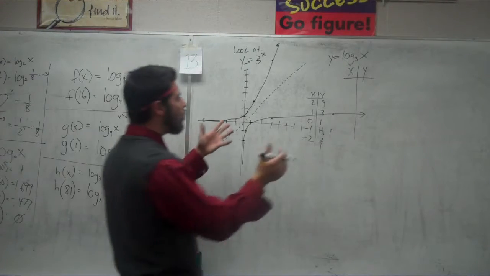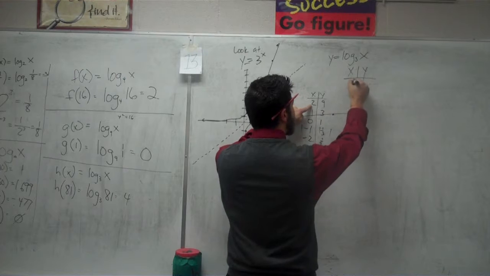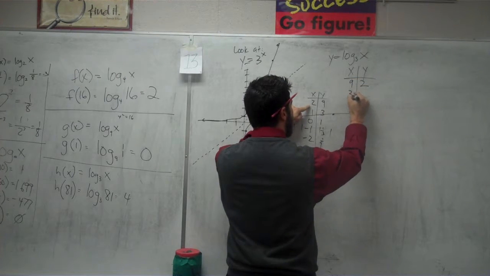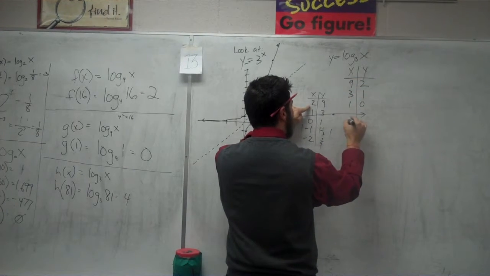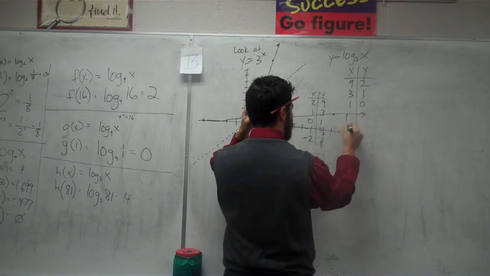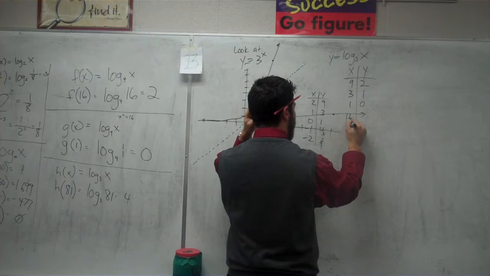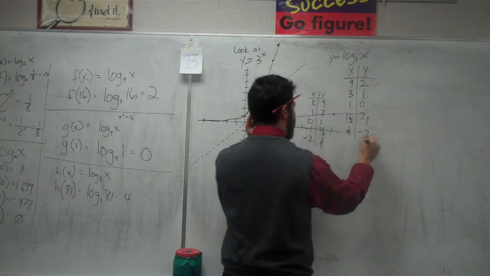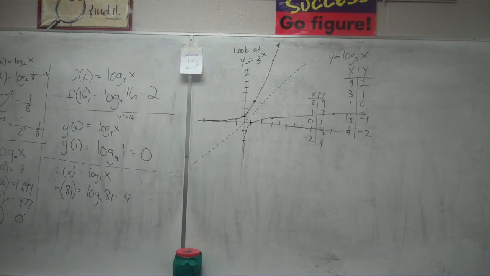All that I have to do is take my x and y points and swap them. 9, 2, 3, 1, 1, 0. Well, that's a tick mark in it. So this would be 1/3, negative 1, and 1/9, negative 2. Okay.